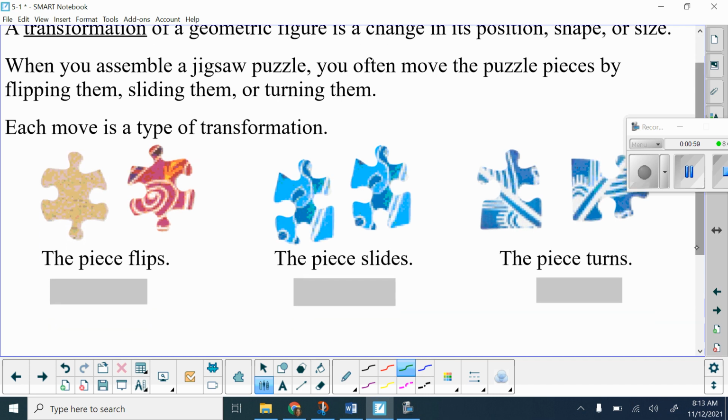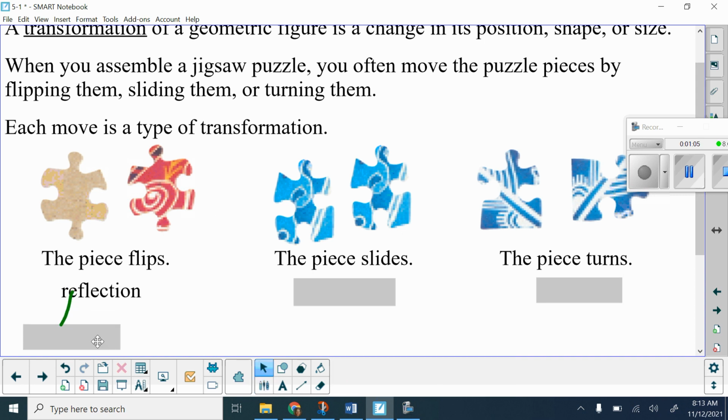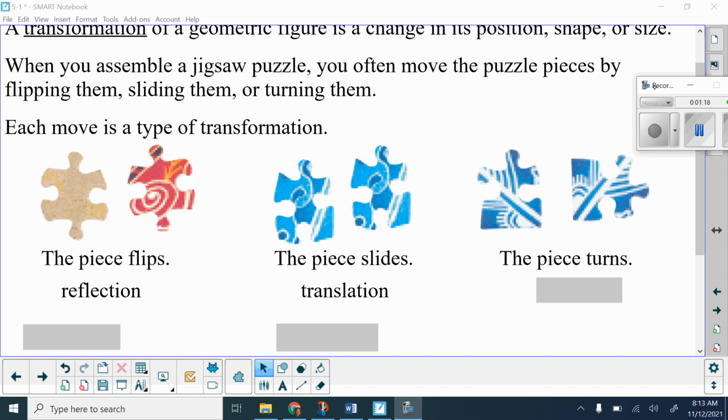So this first jigsaw puzzle, we have to flip it over. The flip is called a reflection. When I slide my jigsaw piece, that's a translation. And when I turn it, I am rotating it. So a rotation. So these are our transformations.